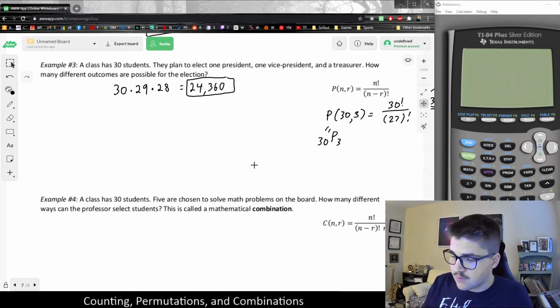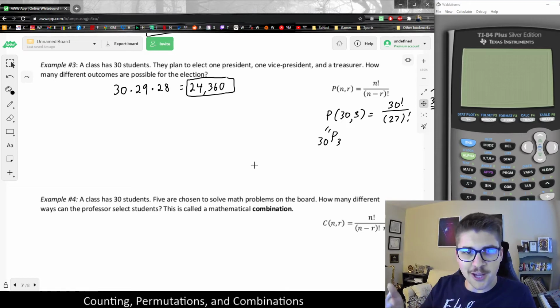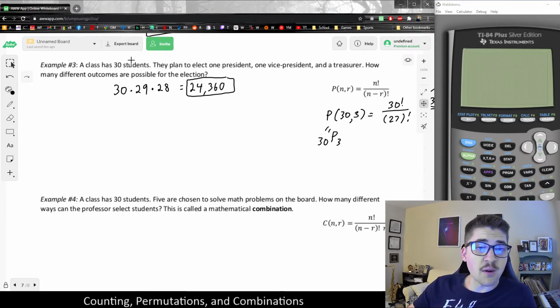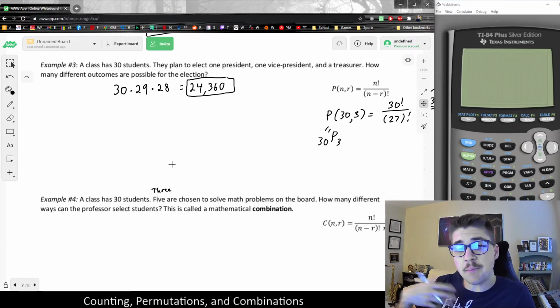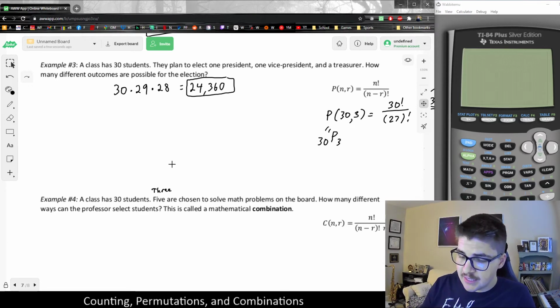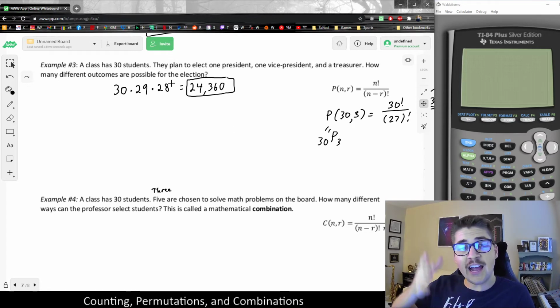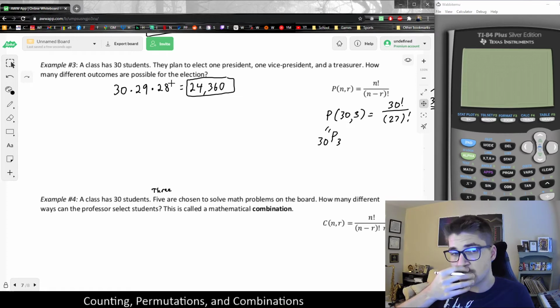So let's look at that. Let me try to write out what I'm saying, because I feel like I'm doing a poor job expressing it verbally right now. Essentially, there would be 24,360 ways of permuting 3 choices from 30. Let's say I was picking 3 students to do math on the board instead. Basically, there would be a lot of duplication, because this would count every single arrangement of those 3 student choices.